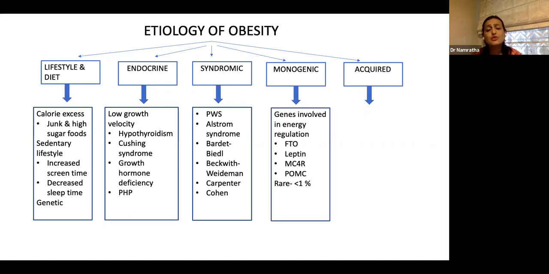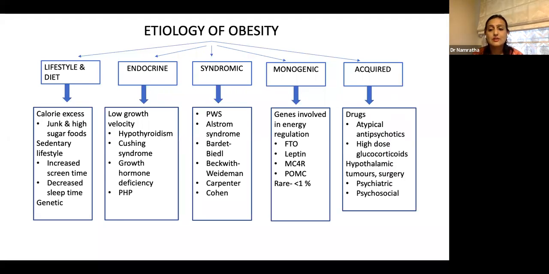Monogenic obesity refers to specific defects in genes involved in the energy balance and energy metabolism. And these are by far the rarer causes of obesity, but it's important to diagnose them because a lot of future therapeutics is targeted in these kinds of obesity.